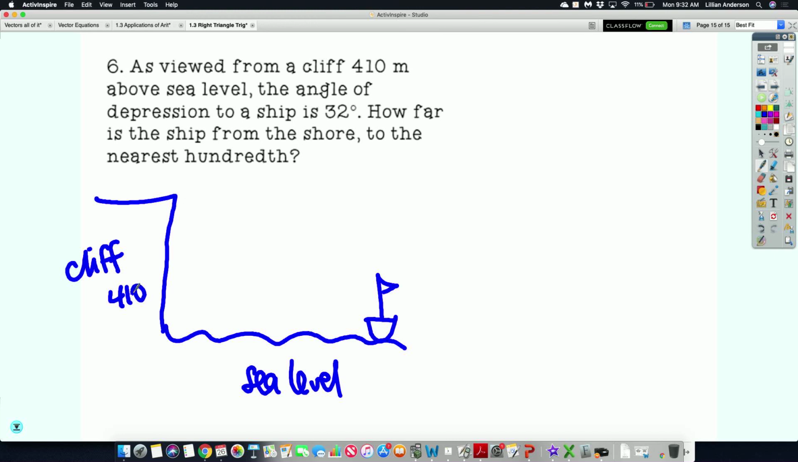The angle of depression to a ship. I need to start at the top of my cliff, and depression goes down to the boat. But that 32 degrees, remember, always comes from a horizontal line. So this is 32 degrees, but in my triangle, it's where? Where that boat is. Does everybody see the right triangle? The cliff and the sea level make that 90-degree angle.